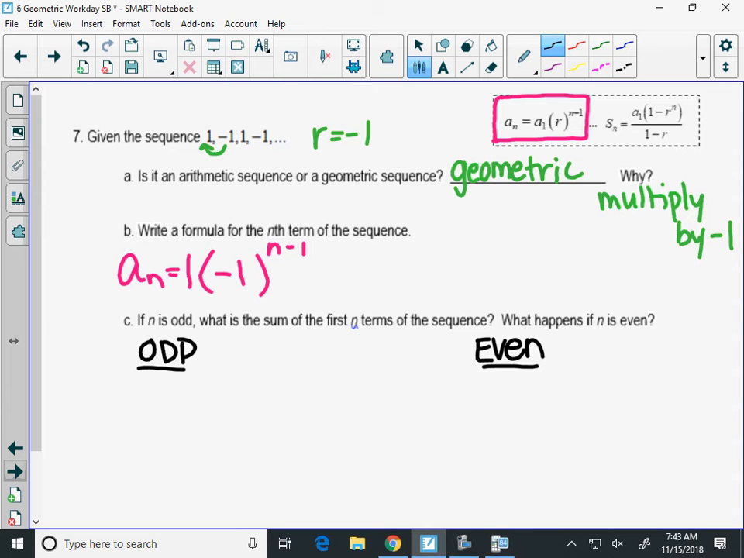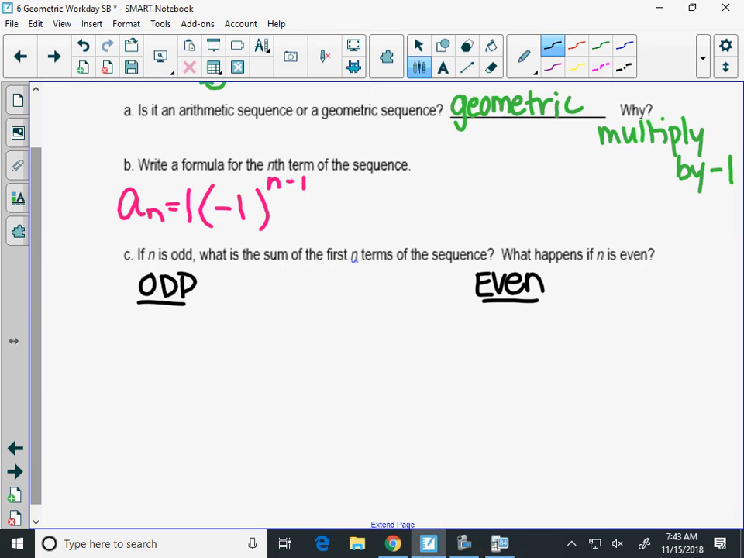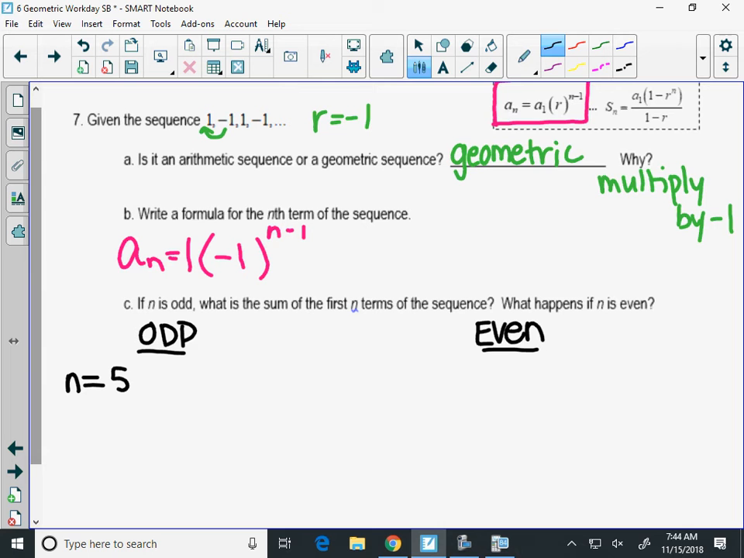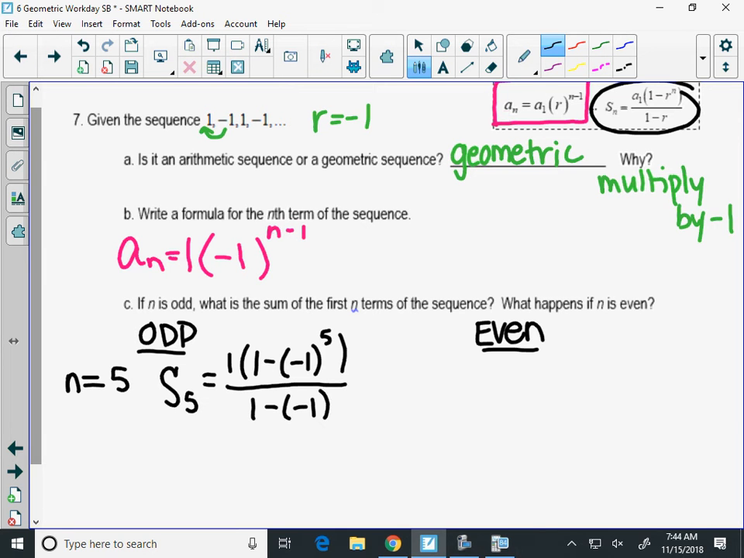So let's discover what happens here. So let's take a case. If n is odd, so let's try if n is 5. So if n is 5, let's put what we have into our sum formula and see what happens. So I would have the sum of 5 terms equals, start with, remember my sum formula is up here, the first term of 1 times 1 minus -1 in parentheses to the 5th power all over 1 minus -1.